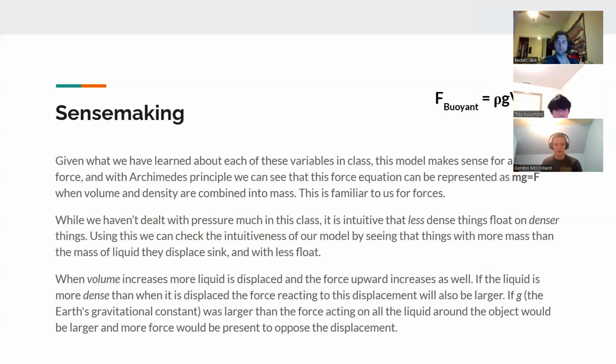With volume increases, more liquid is displaced and the force upwards increases as well. If the liquid is more dense, then when it is displaced, the force reacting to this displacement will also be larger. If g, the Earth's gravitational constant, was larger, then the force acting on all of the liquid around the object would be larger, and more force would be present to oppose the displacement.